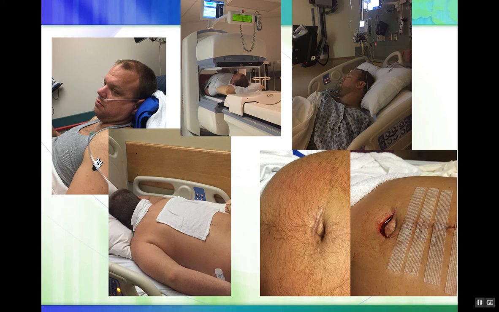This time he presented with a temperature that was about 102. His heart rate was in the 120s. His oxygen saturation on 2 liters of oxygen was in the 80s, about 82 to 84. That picture on the upper left-hand side was actually that day. It was actually 24 hours after he was admitted to Albany Med for sepsis the second time.